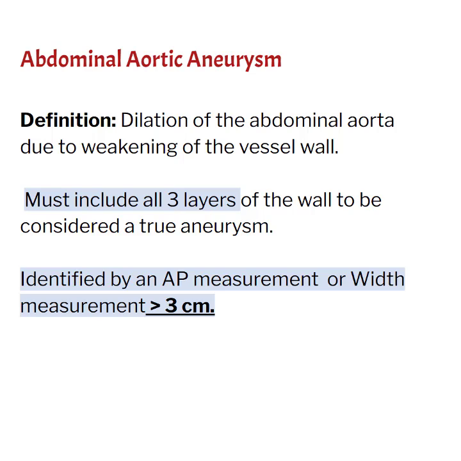An abdominal aortic aneurysm, or AAA, occurs when the vessel wall weakens and becomes dilated. For a bulge to be considered a true aneurysm, it must include all three layers of the aorta, which are the tunica intima, media, and adventitia. By ultrasound terms, an aneurysm is identified when the diameter of the aorta exceeds 3 centimeters.